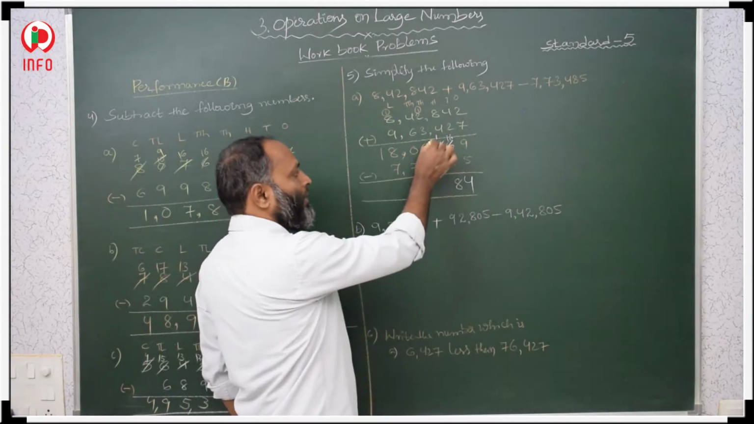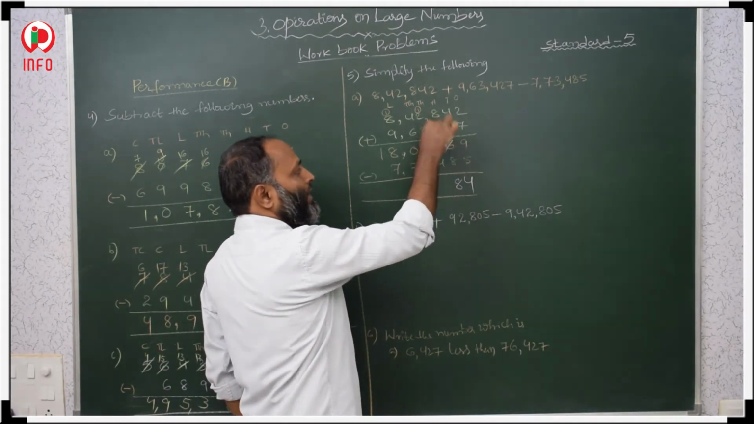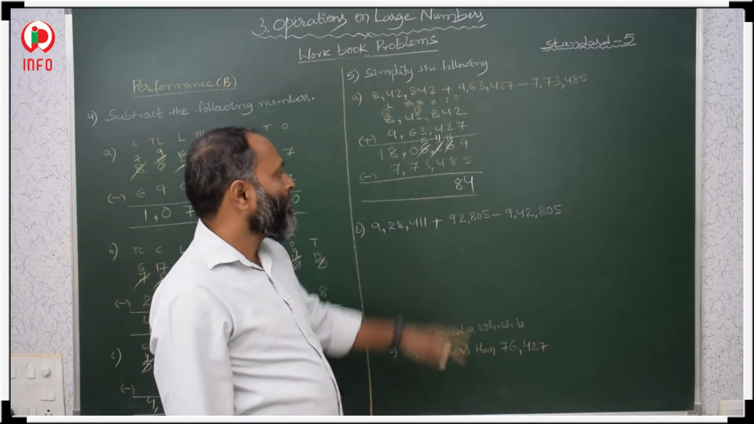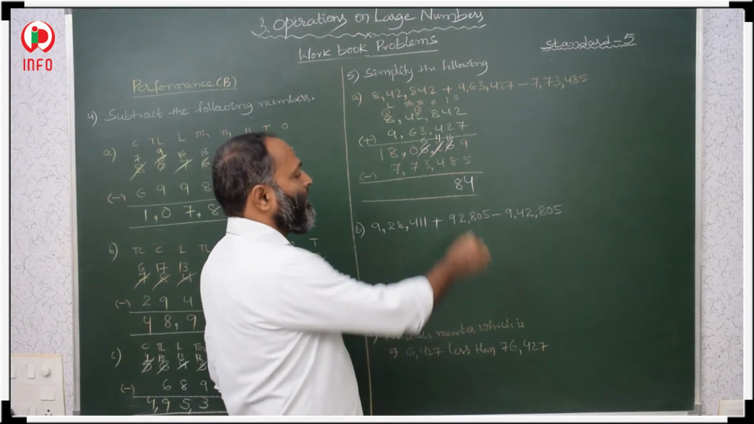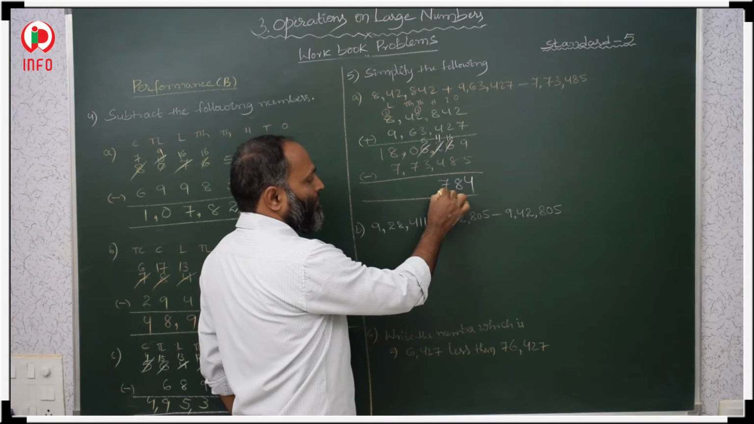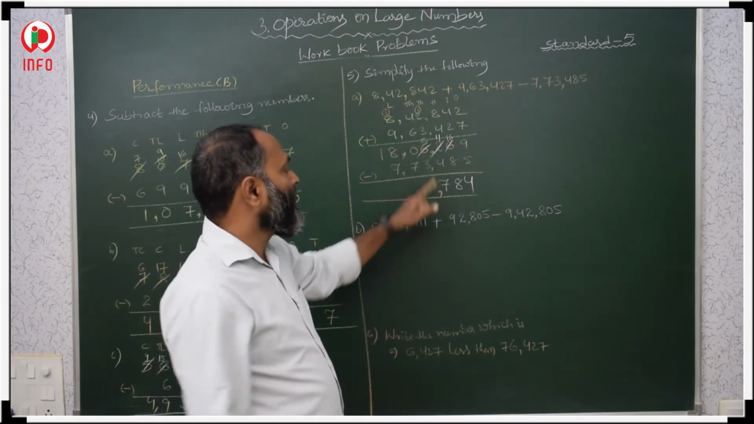Again you take borrow. It will decrease by 1, it will increase by 10. 11 minus 4 is 7. 5 minus 3, 2.